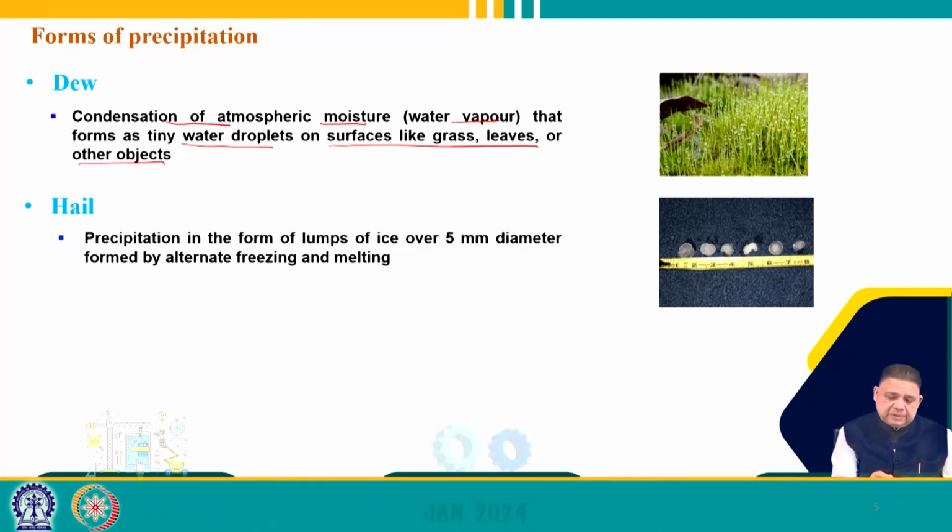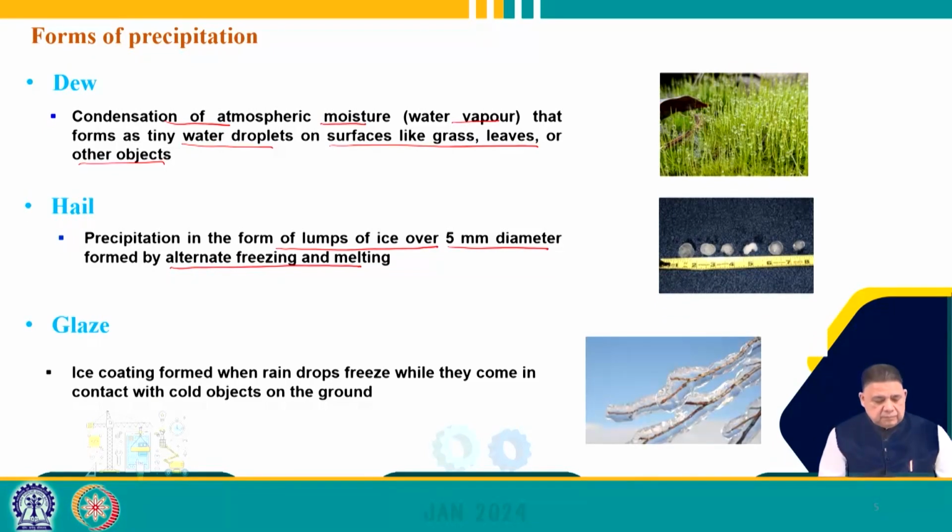Hail is the precipitation in the form of lumps of ice which have a size of more than 5 millimeter diameter, which is primarily formed due to alternate freezing and melting. So, hailstorm also comes, but that is only during certain specific seasons.